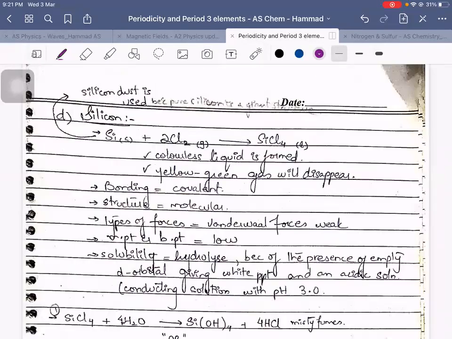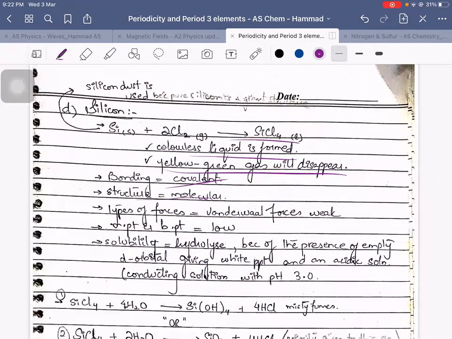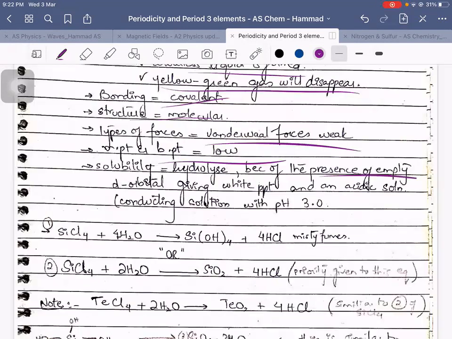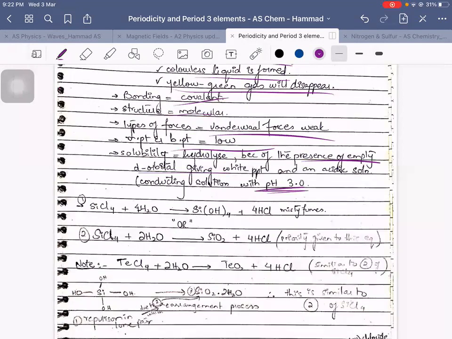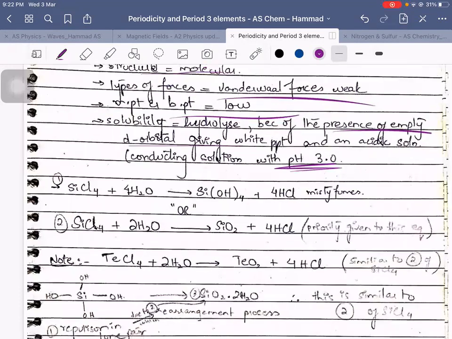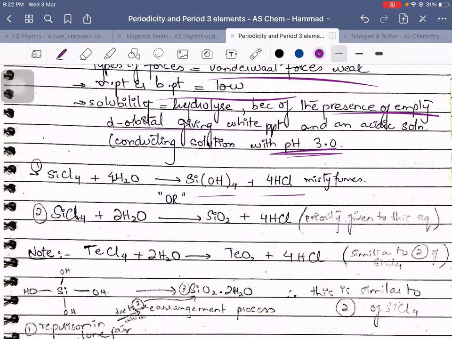Silicon will react with chlorine to form silicon chloride. It is a colorless liquid. Yellow-green gas again disappears. Bonding is covalent. Structure is molecular. Types of forces, van der Waals forces, melting point, boiling point is low. Solubility, again it hydrolyzes because of the presence of empty d orbitals and forms an acidic solution. SiCl4 plus 4H2O gives you Si(OH)4 plus 4HCl, and so on.